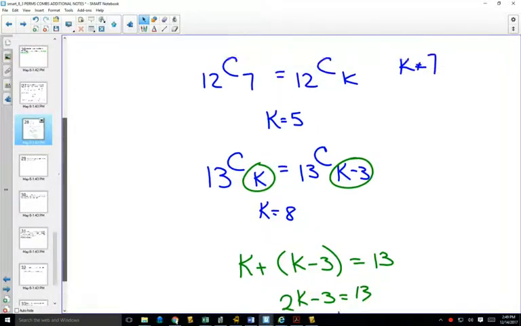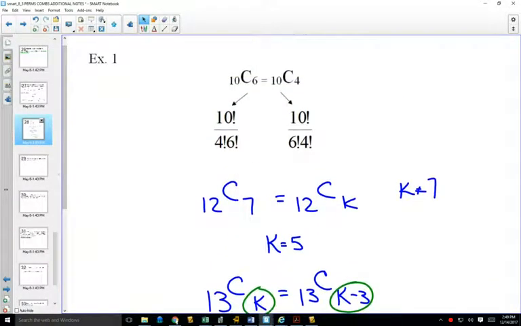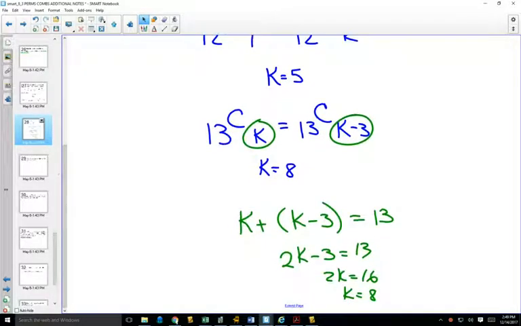So this concept that when you make a group, you're always left with another group of a different size, and those will always be equal to each other. 10 choose 6 is equal to 10 choose 4. We can see it in the formula why that happens, and it makes sense logically as well.